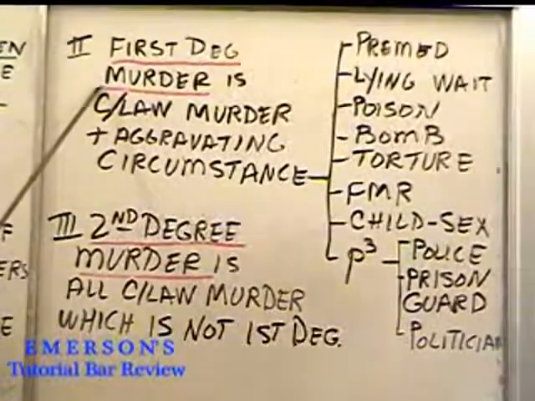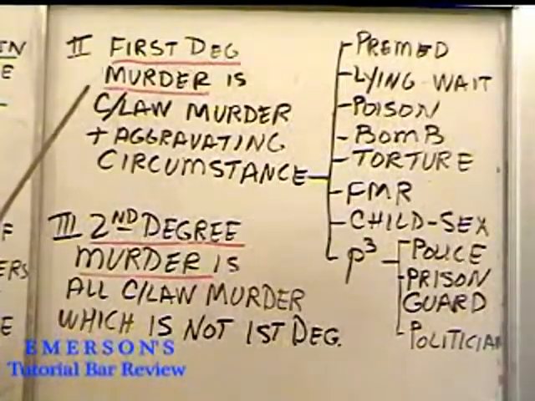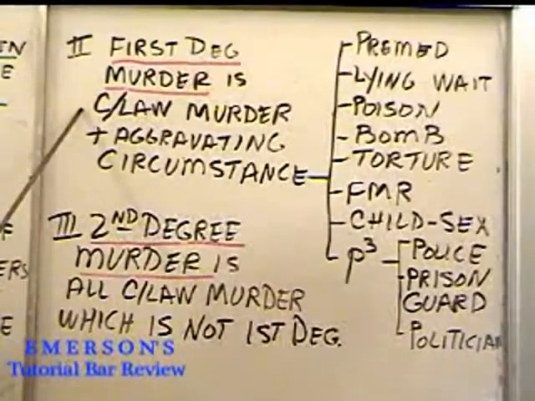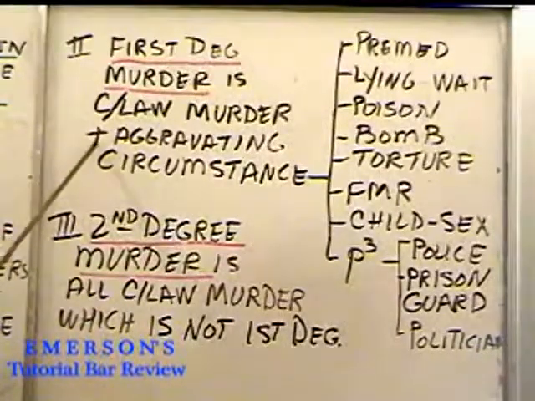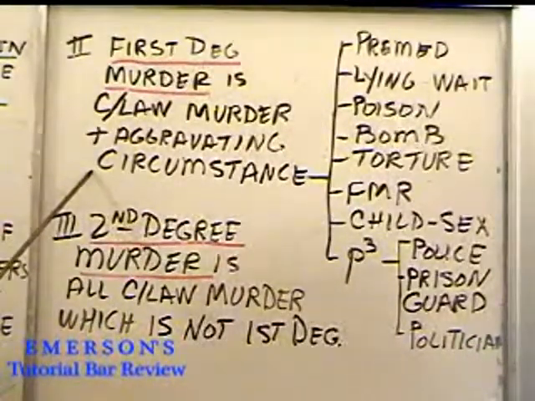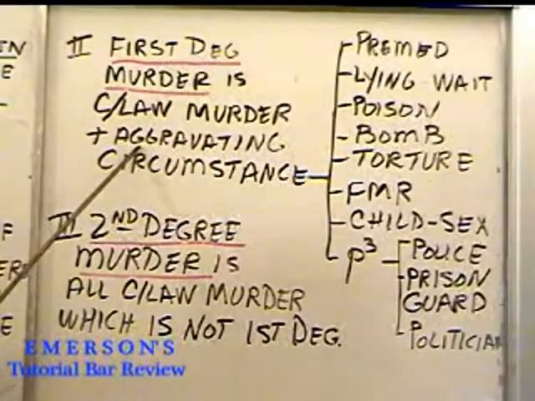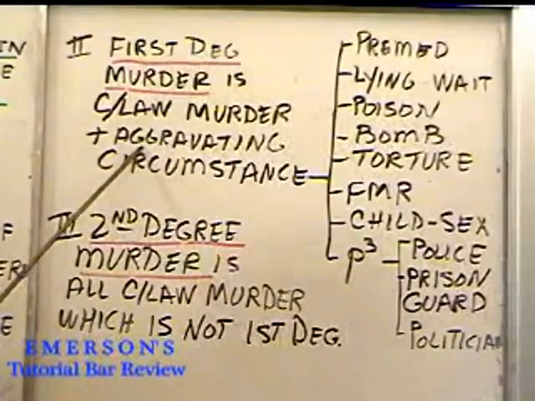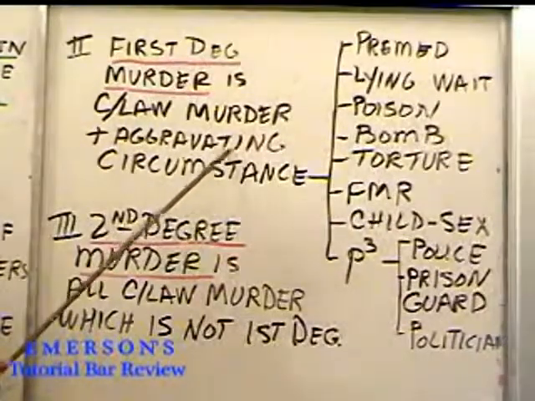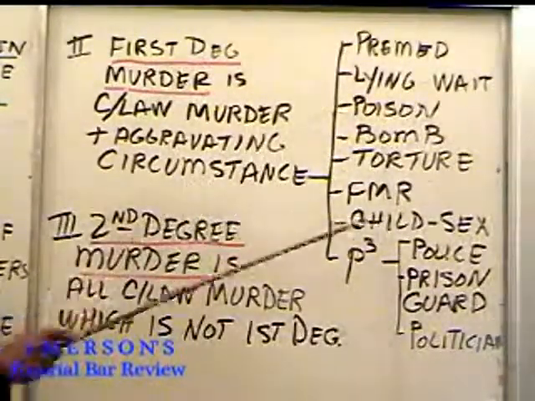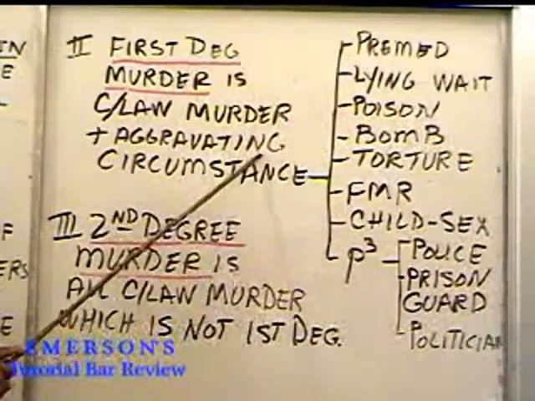Okay, first degree murder is common law murder with aggravating circumstances. Now, this term aggravating circumstances is not a term of art. It's just a made-up term to try to describe all this stuff over here. Okay, but it's not a formal term of art.